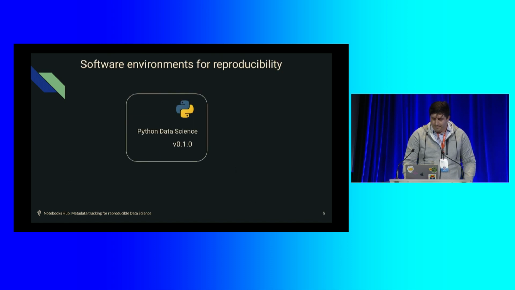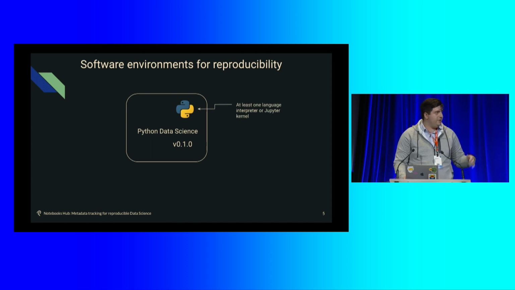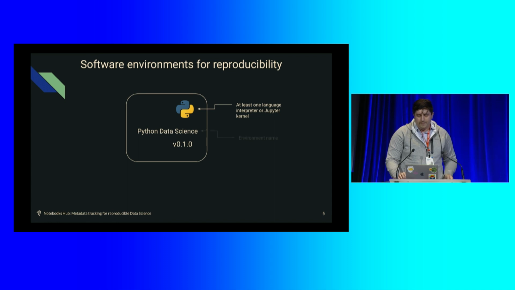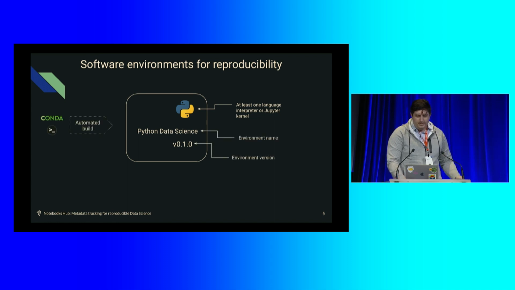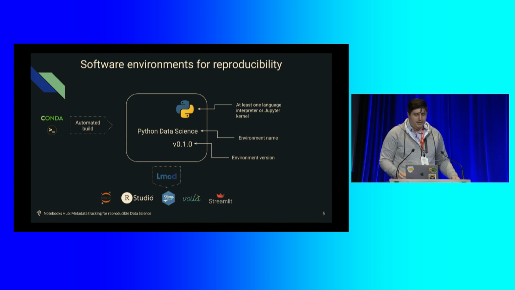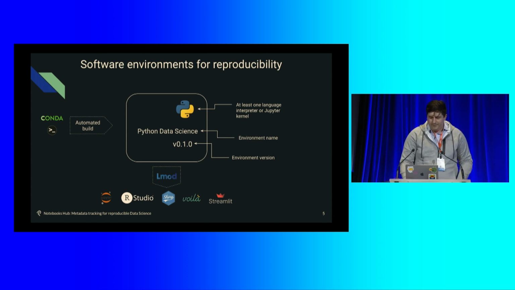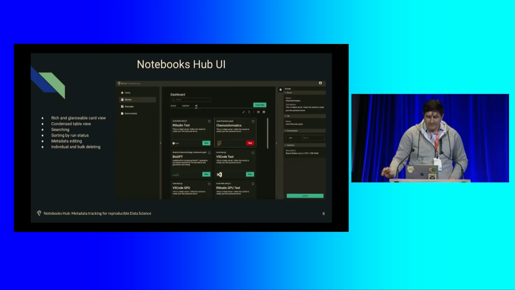A little bit of how we create those environments in LMod. We have at least one language kernel, could be Jupyter, R, Java, the name, and the version. We do automatic builds, and then we mount those. So you don't have to build a Docker image with everything pre-installed. You can upload this to a shared file system, create multiple of those, and load the one you need based on metadata.